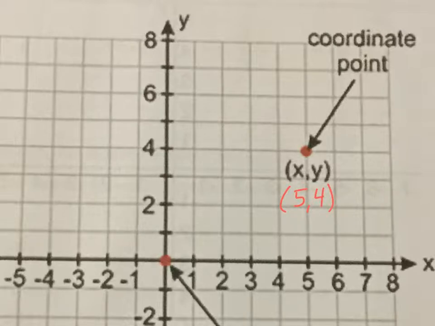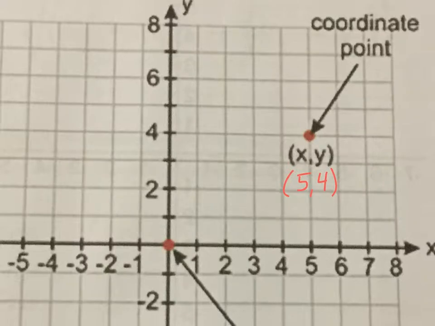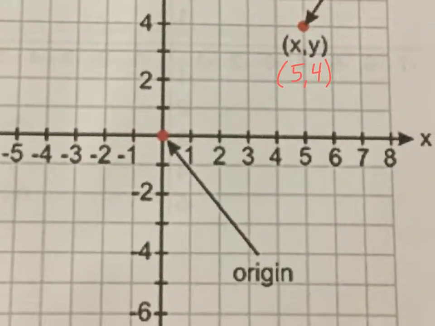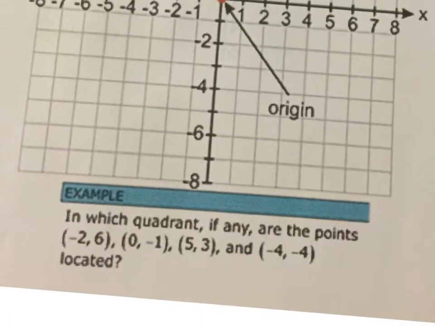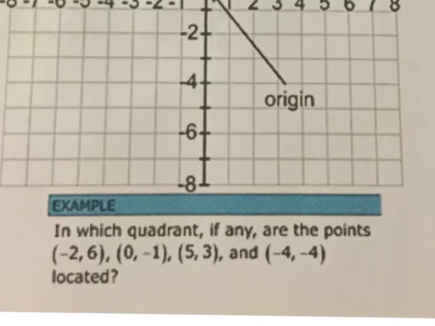All right, what about that red point? That is the origin, and it's the ordered pair 0, 0. Again, shouldn't be anything that you haven't seen before. All right, here's an example for us. In which quadrant, if any, are the points?